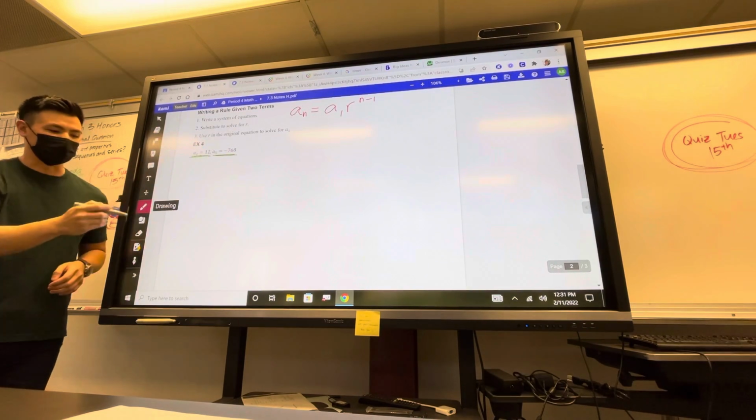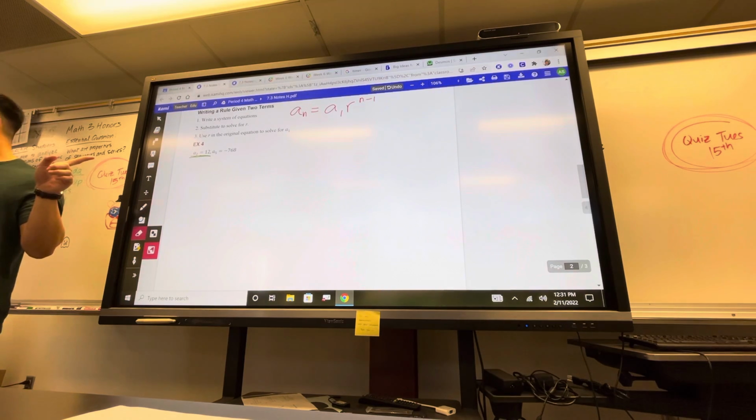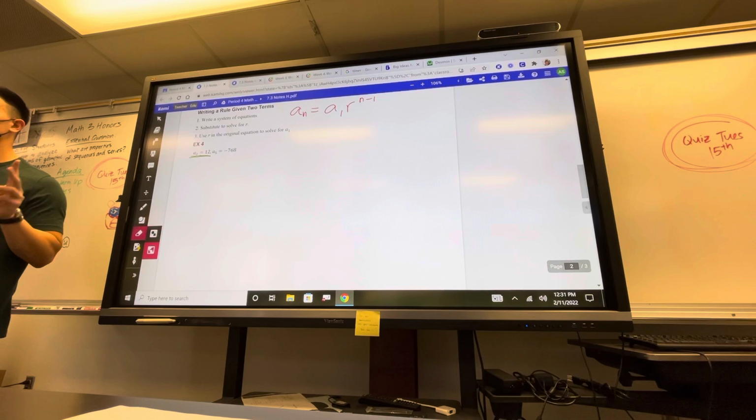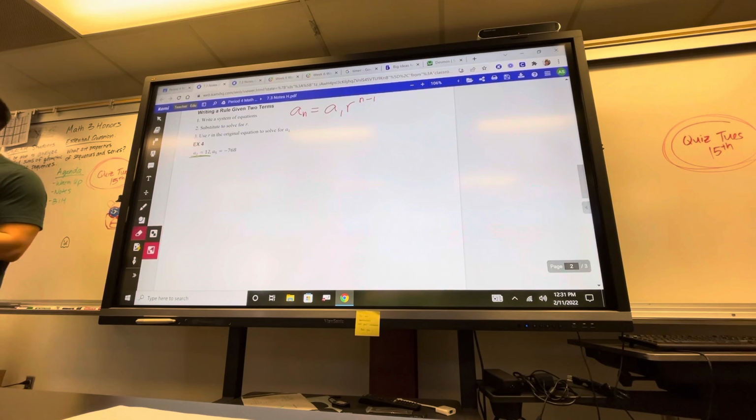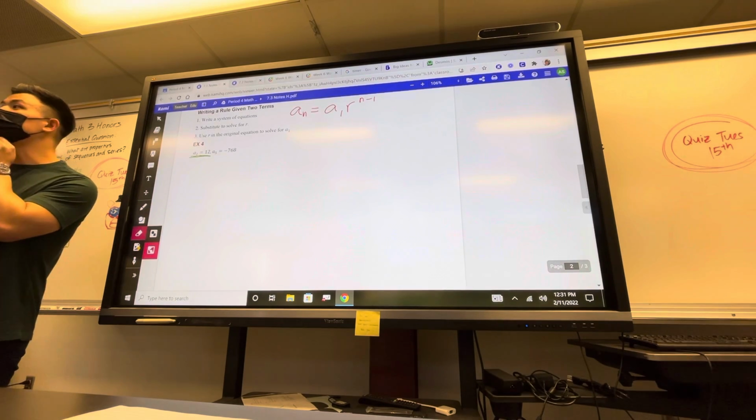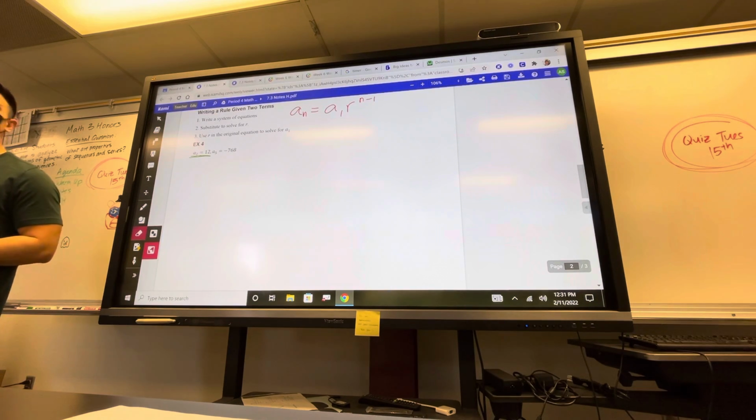So what does this first one tell me? That's the second term. The second term is equal to 12. So 12 is the second term in my series here. The second one is the fifth term is negative 768. My fifth term is negative 768.